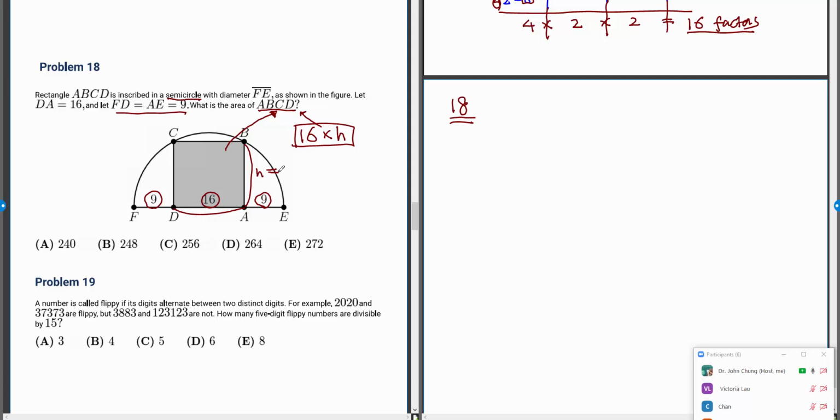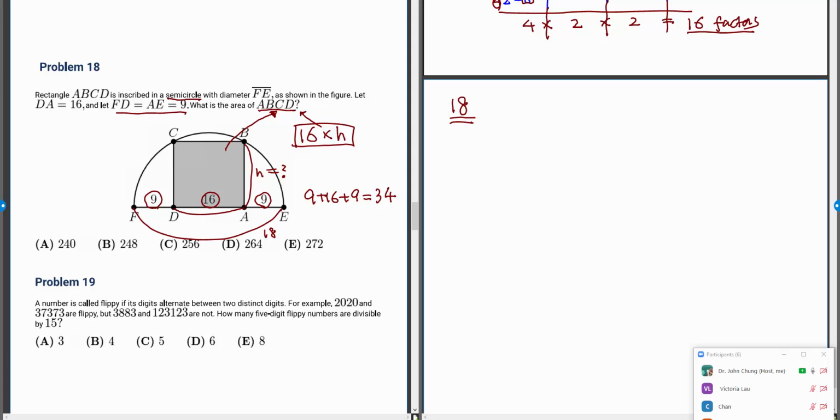How can you find the height? Where is the height? Oh, wait, I think I got it. It's a semicircle, so 9 plus 16 plus 9, and you divide it by 2, and that gives the radius. That's the height. When you add all these numbers from here to here, how much? 9 plus 16 plus 9 is 34. That's the length of the diameter. The radius is half of the diameter: 34 over 2 is 17.